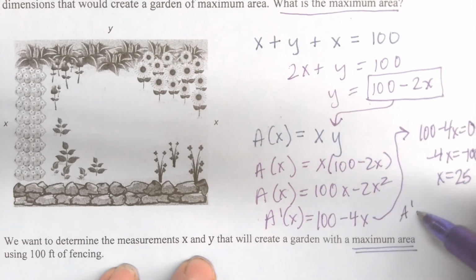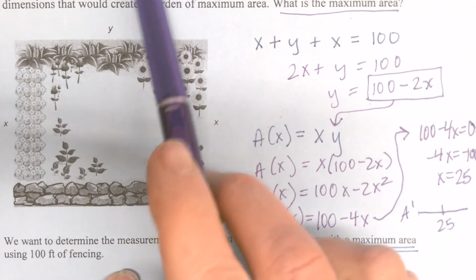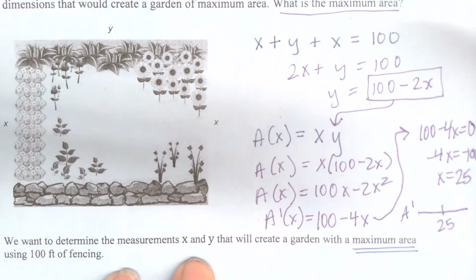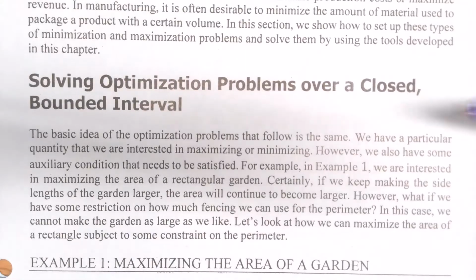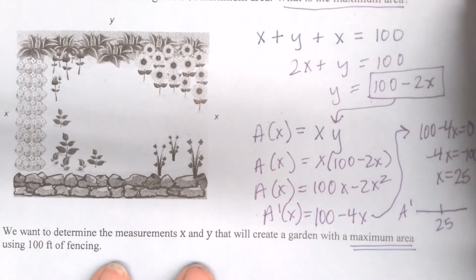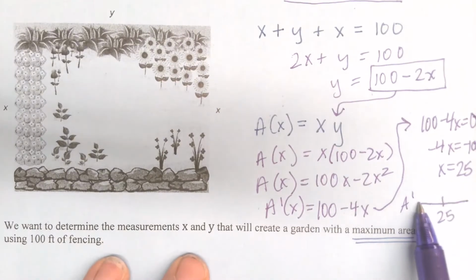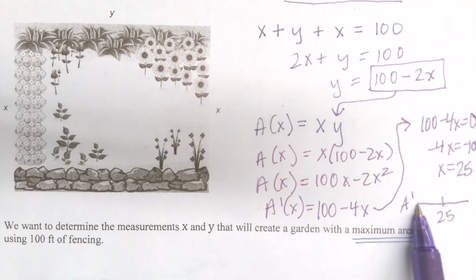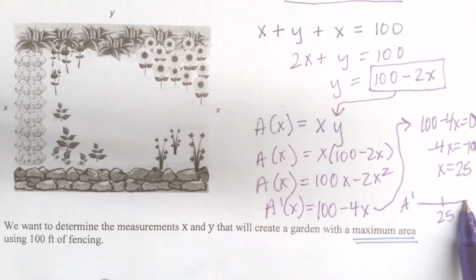I'm going to check and make sure. I'm going to do an A prime chart at 25, and I'm going to do some test points. Now I have to be reasonable. It talks about our having a closed bounded interval up on the top. A closed bounded interval means that I have to be careful with my test points, or my endpoints. Obviously, I'm not going to have a garden that has 0 dimensions, because I wouldn't have a rectangle, and I also can't have it over 100, because I only have 100 feet of fencing. So that's what that bounded part talks about.